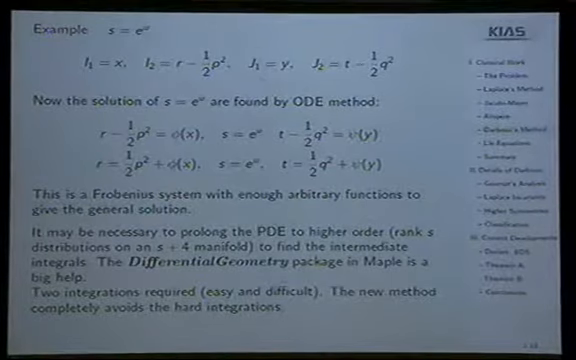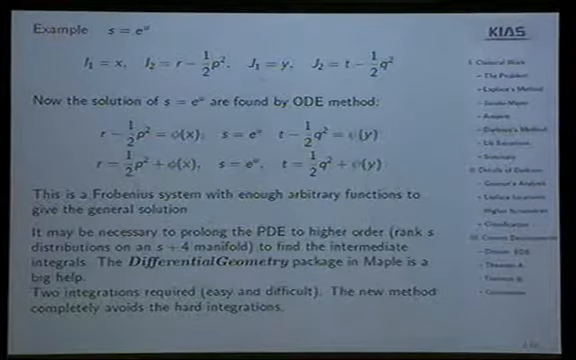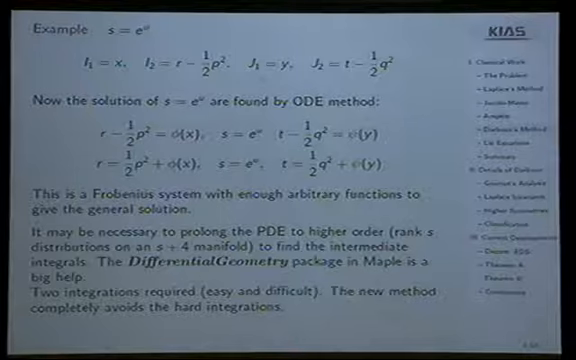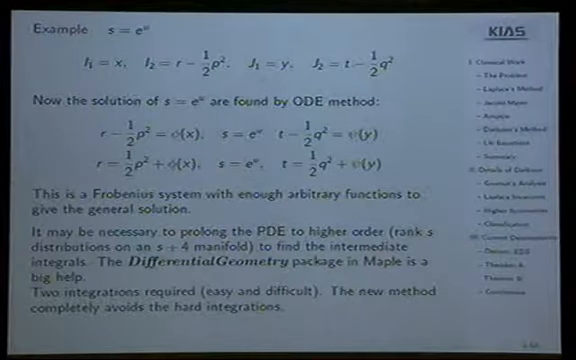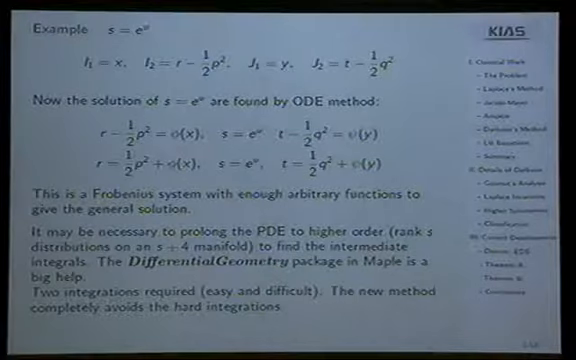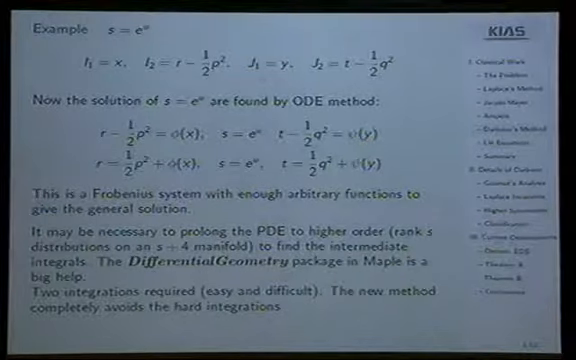So two integrations are required to solve a system of differential equations by the method of Darboux. One, you have to find these intermediate integrals. That's an easy integration. It's an overdetermined linear problem, no problem. The other integration you have to do is integrate this Frobenius system. And that can be quite difficult. You're integrating a Frobenius system with arbitrary functions in it. That can be quite difficult to do. Okay, so the new method that I want to discuss with you completely avoids this difficult part, integrating this Pfaffian system.